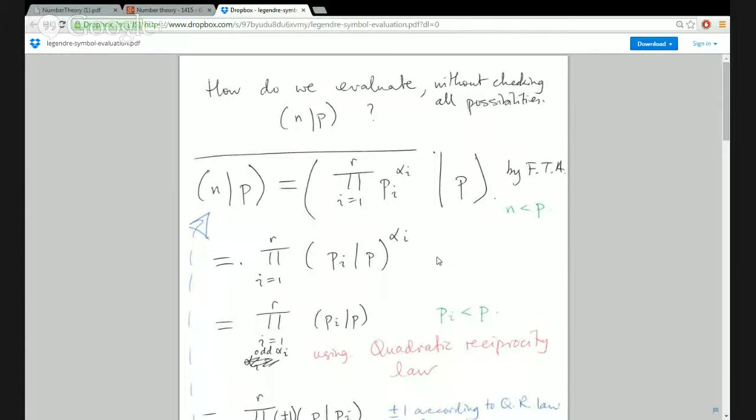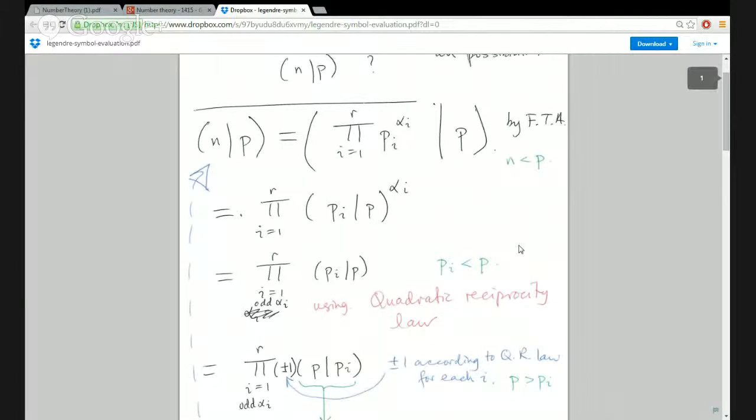So we'd like a better way to evaluate this. This is what we did an example of last week. There are a number of key properties which we've already seen about the Legendre symbol, which, when we put them together, give us an algorithm to compute it in general. The first property we use is that it's multiplicative.